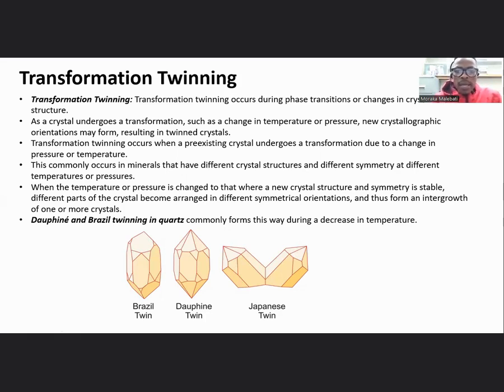So that happens when you are changing the temperatures and pressures, then you are allowing the new crystallographic orientations to form. This occurs in minerals that have different crystal structures and different symmetry at different temperatures or pressures. So when you are changing the temperature, you are allowing them to form new crystallographic orientations.